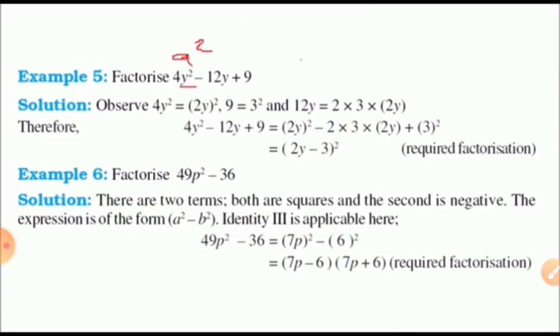Easy. Yes, 4y square minus 12y plus 9. Here you have the first term having a 4 and the second term is a 9.